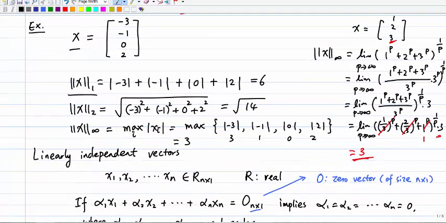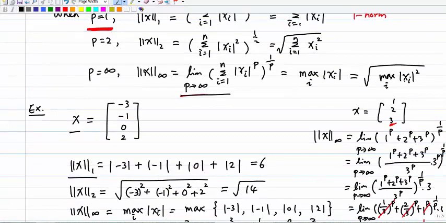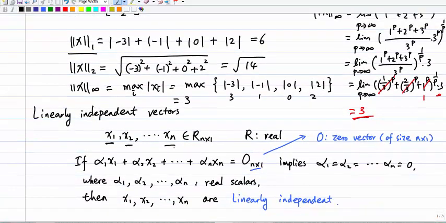Okay, quite straightforward. The next concept is linearly independent vectors. So here's the definition of linearly independent vectors. If you are given a number of vectors, x1, x2, ..., xn, here they are vectors, not scalars, so don't be confused. Previously each one was an entry, but here each xi is a vector. So x is a vector of size n by 1, and assuming it's a real vector, it does not include complex numbers.